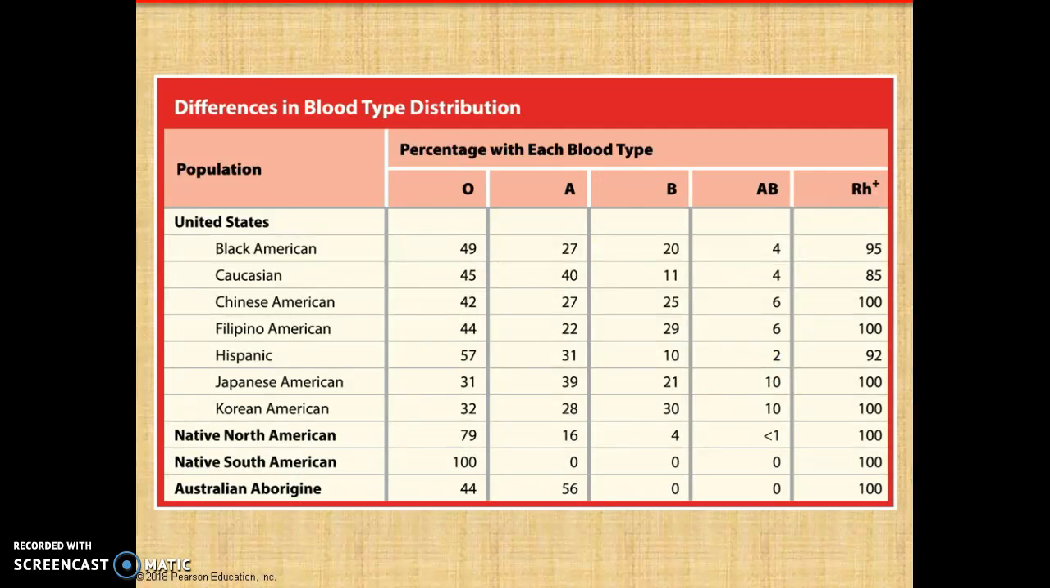Blood distributions throughout the United States and the world differ. You can see that of Black Americans, Caucasian Americans, and Chinese Americans, blood group O is most common. And AB is least common. And it looks like most people are Rh positive.